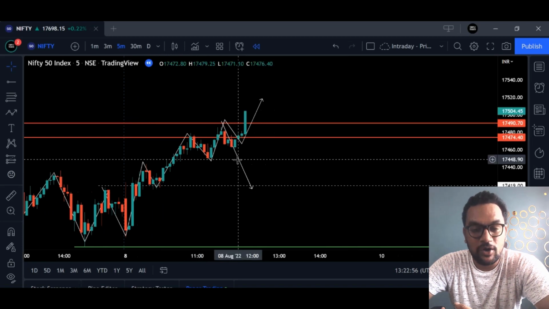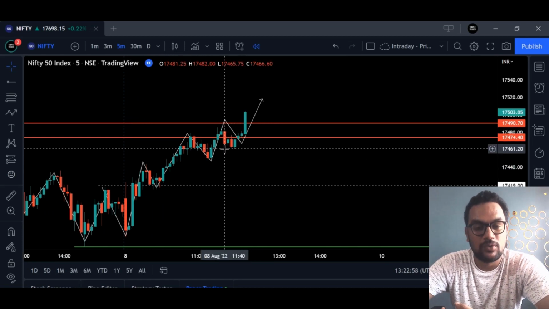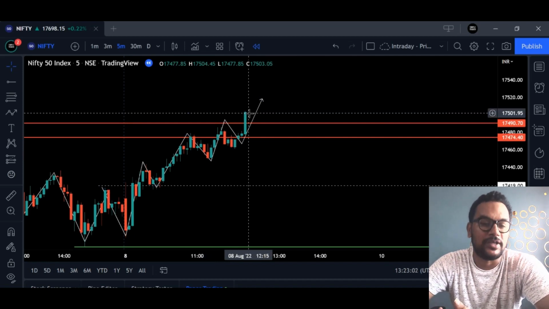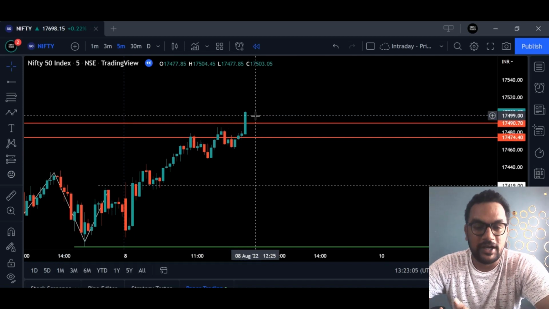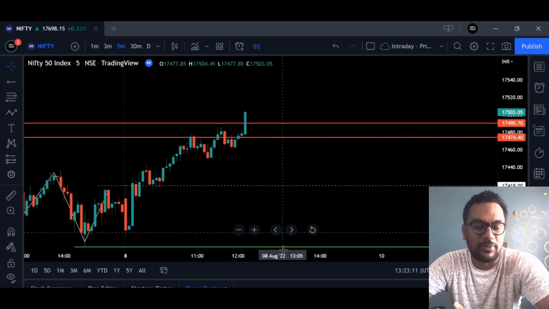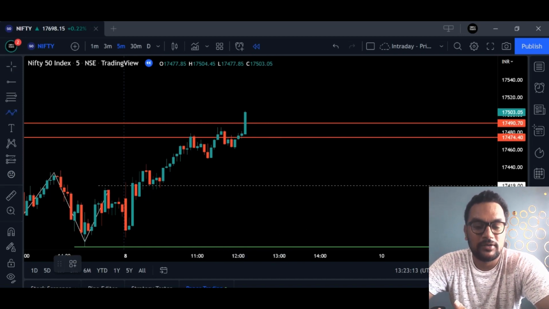No, the sellers were not able to push the price down, right? They tried, but they failed. Again, the buyers pushed the price up. So, as a logical trader, we expect some sort of reversal to happen at this point. If the sellers are stronger, they should have pushed the price down. But what happened?